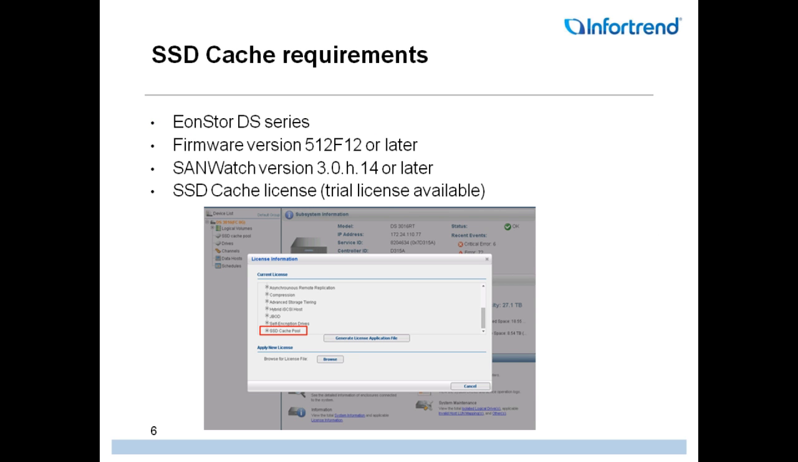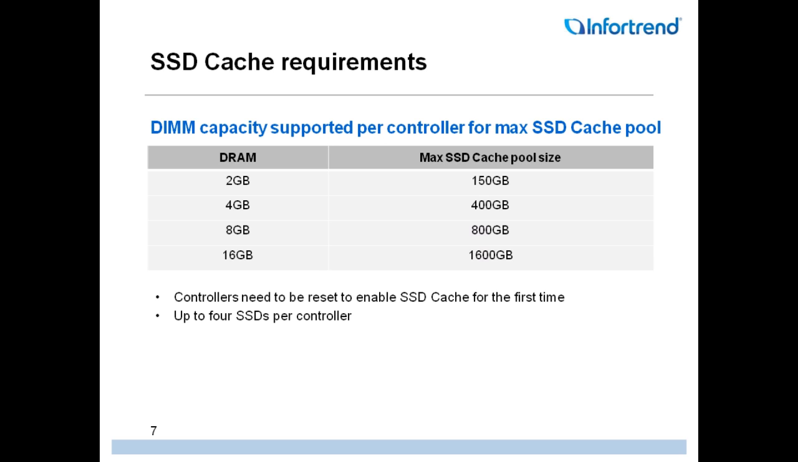SSD cache works with EonStor DS 1000, EonStor DS 2000, and EonStor DS 3000 systems. Check the slide for the minimum firmware and SANWatch interface version requirements. It is a premium feature with a license purchase, though we do offer a 30-day trial so you can evaluate it for yourself and decide if it meets your needs.